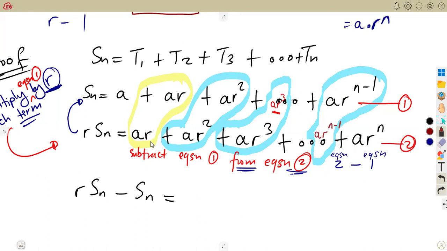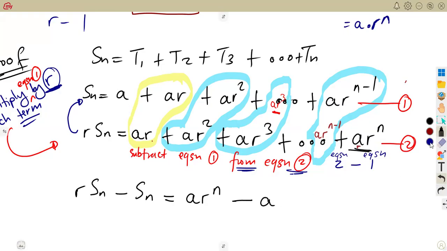So it will cancel also. Equation 2 minus equation 1. So what is going to be subtracted? Here we are done. We no longer have anything here at the end. So it is going to be ar to the exponent of n minus what? What are we subtracting? There's nothing. So it is going to subtract this one at the end: ar to the exponent of n minus a, this one, minus this a.